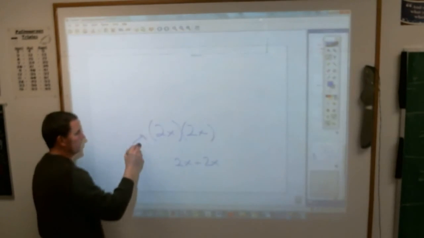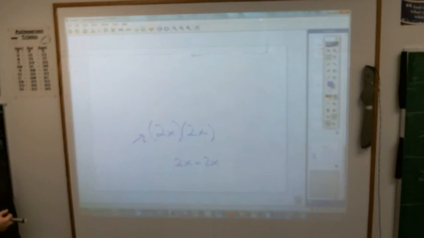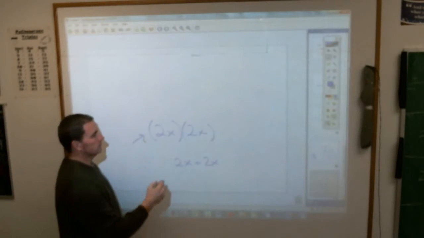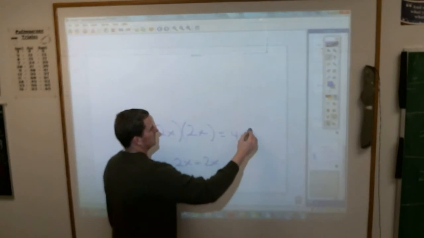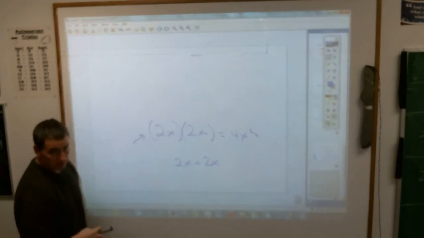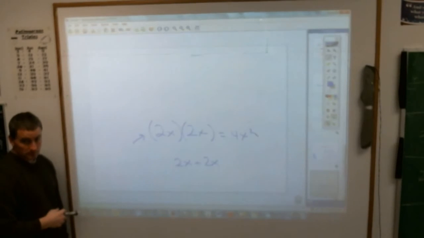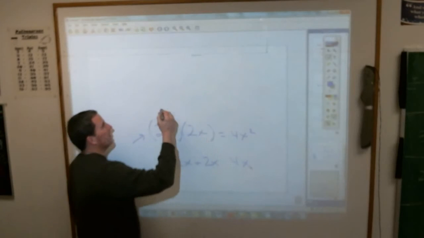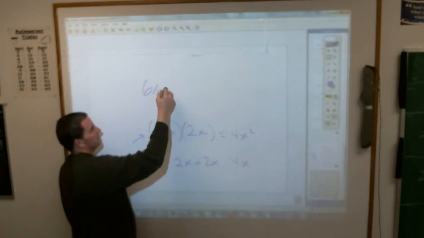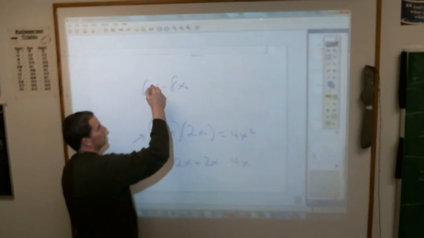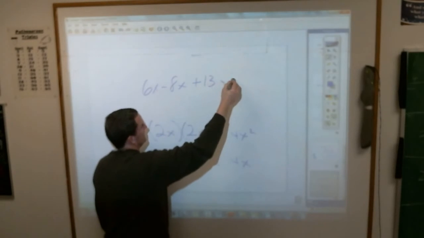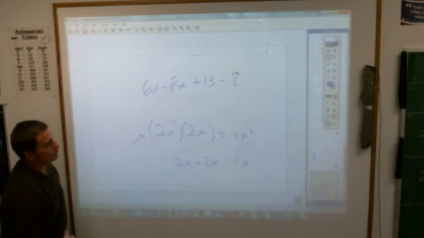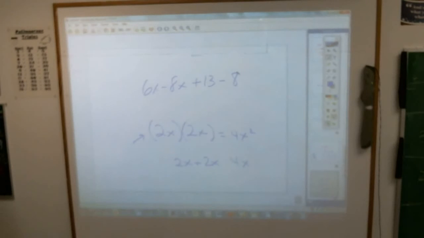What is the answer to 2x times 2x? 4x squared. What is the answer to 2x plus 2x? Just 4x. If you combine this, 6x minus 8x plus 13 minus 8, I asked you to simplify that. What would you get?